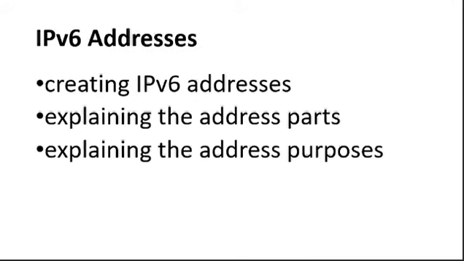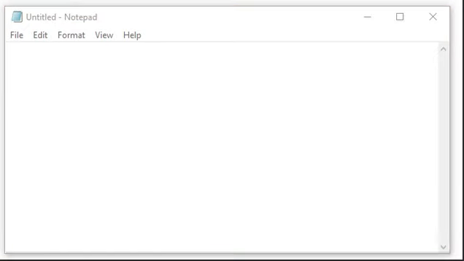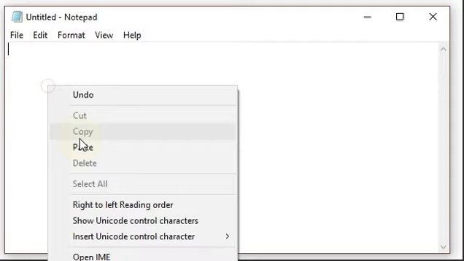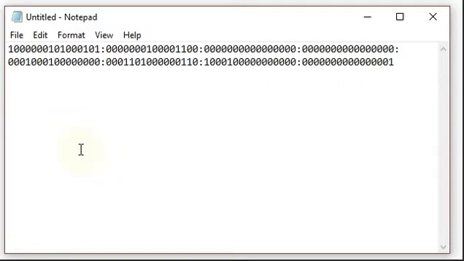Now let's hop on to creating IPv6 addresses. I'll explain the address parts and their purposes. We're going to talk about IPv6 addressing and subnetting. Here we go. As you can see, an IPv6 address has 128 bits, 4 times more bits than IPv4. It's arranged as 8 blocks of 16 bits, and they are colon separated. So that's 1, 2, 3, 4, 5, 6, 7, 8. Now, where the X represents 16 binary bits, you can think of it as looking this way.